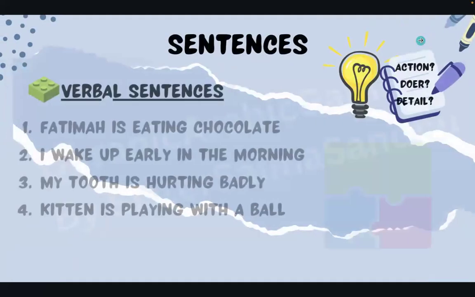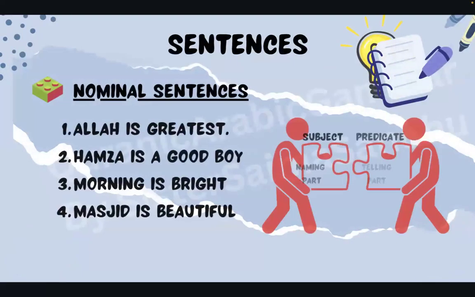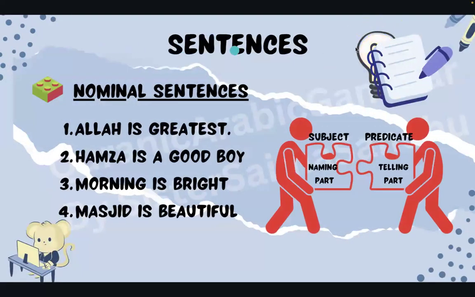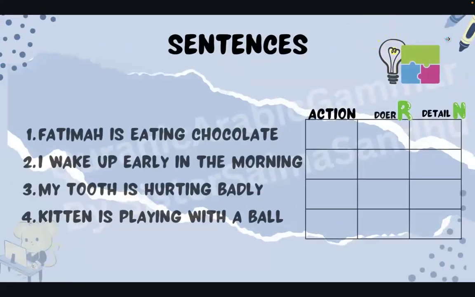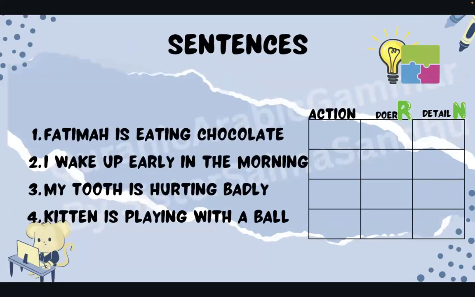Okay. Then comes, we already covered this one. Who is going to remind me when we talk about nominal sentences? Allah is greatest. How many parts of a sentence are there? Do you guys remember that diagram, that image of two men bringing the puzzle pieces? Very good job. Exactly. Naming part and then the telling part. Two parts. There are only two parts for that sentence, usually. For now, you need to know there are two parts.